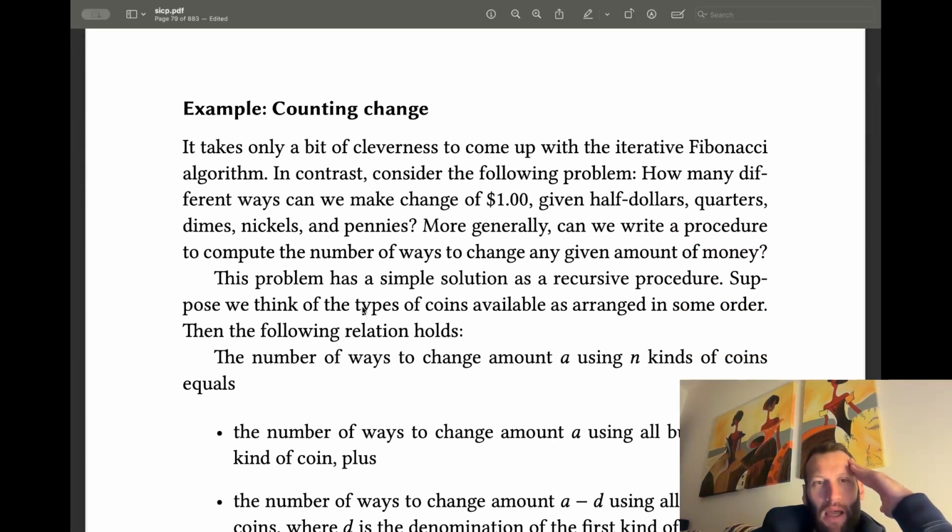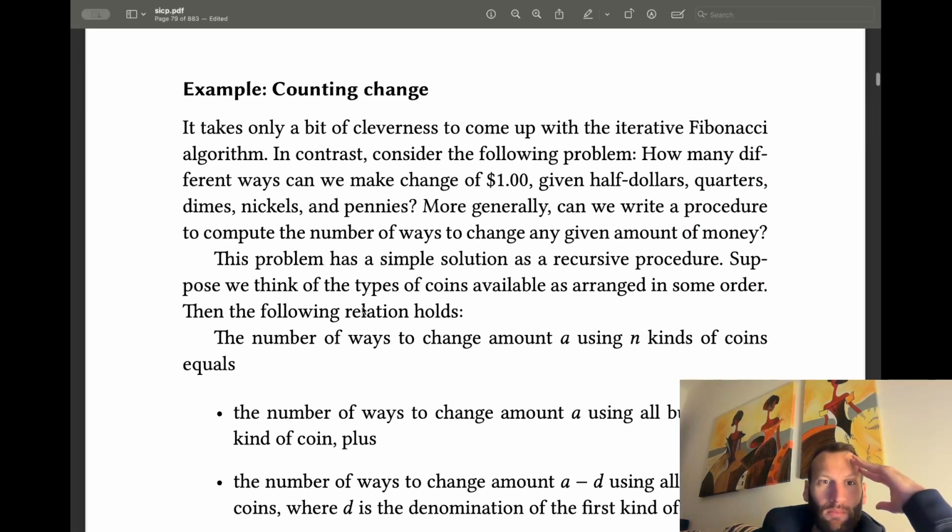So, example: counting change. It takes only a bit of cleverness to come up with the iterative Fibonacci algorithm. In contrast, consider the following problem. How many different ways can we make change of $1 given half dollars, quarters, dimes, nickels, and pennies? More generally, can we write a procedure to compute the number of ways to change any given amount of money?